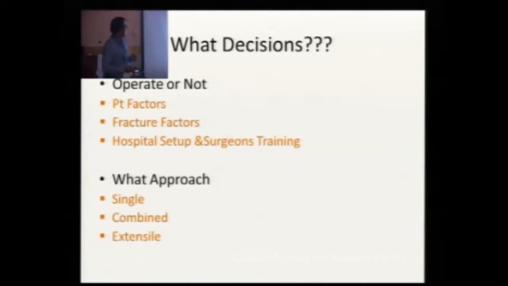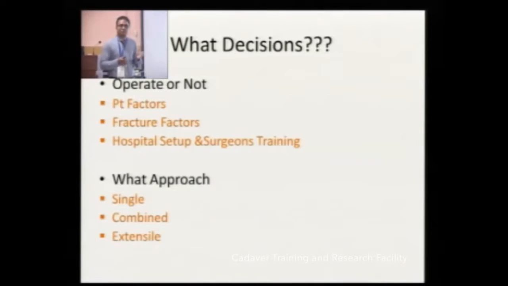So what decisions, operate or not? There are a lot of factors. It is not only the radiology, you look at the x-ray, I will show you an example, and then because these patients are sometimes part of polytrauma, there are a lot of associated injuries, sometimes life threatening injuries. So those injuries sometimes change your decision making, right? So patient factors are very important factors.